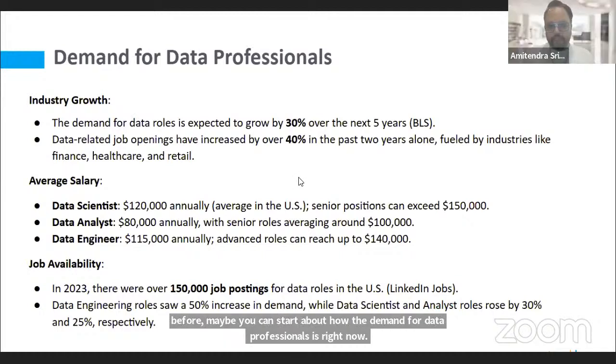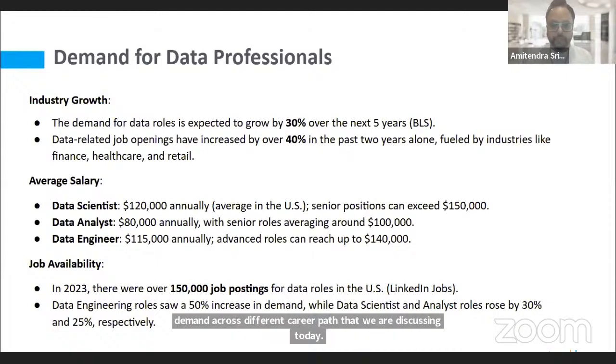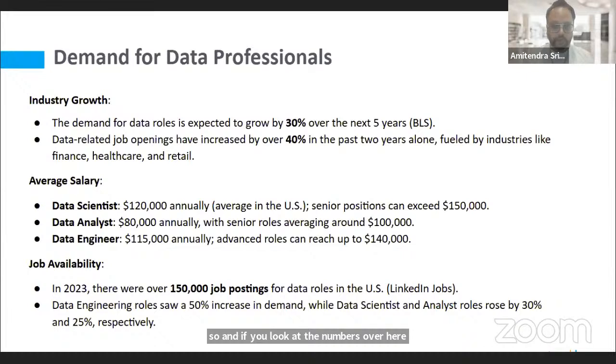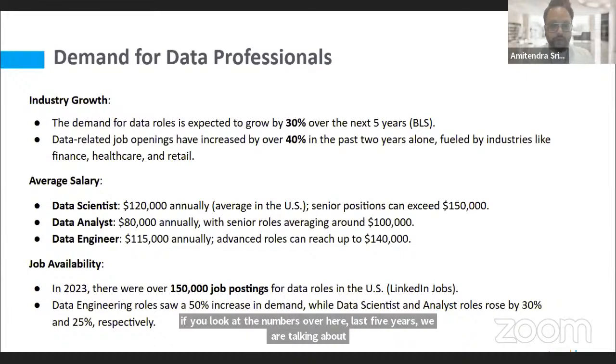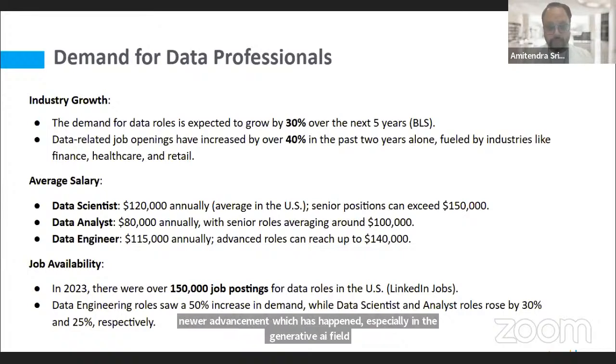If you see in recent times, even if you compare the last 5 years to 10 years, there's a huge potential, huge demand across the different career paths that we are discussing today. If you look at the numbers, in the last 5 years we are talking about growth of 30% and above, and data job openings have increased over 40%. It has been fueled not only by industry adoption, but also by the change in technology and newer advancements, especially in the generative AI field. So there's a huge growth that we are witnessing at the moment.